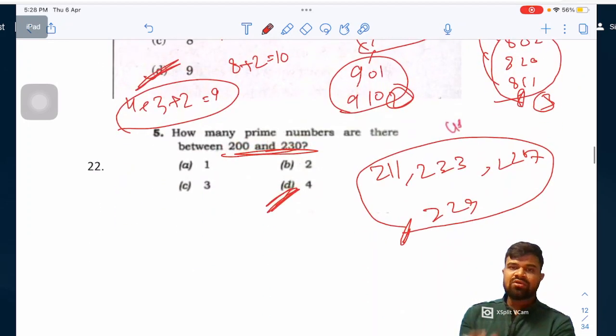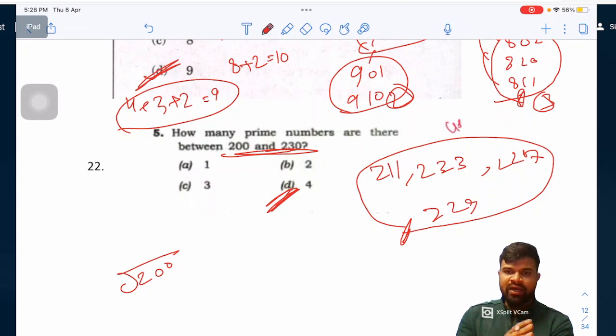Just check the odd numbers. First rule, check the odd numbers. Second rule, check the divisibility tests for all the numbers. As I've already told you, you just need to find the square root of the number.